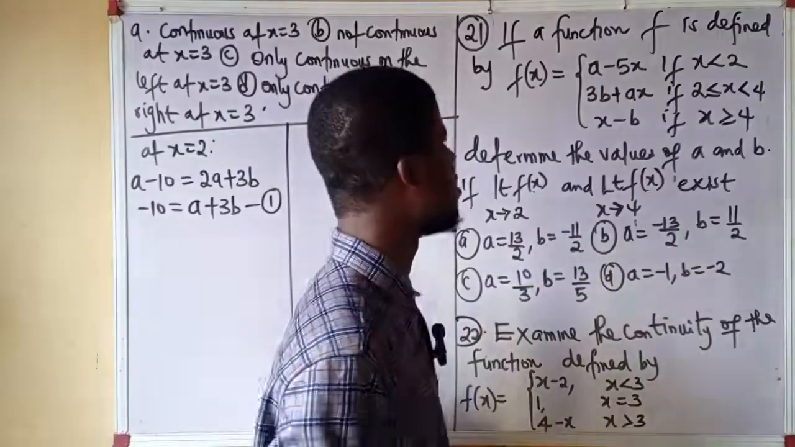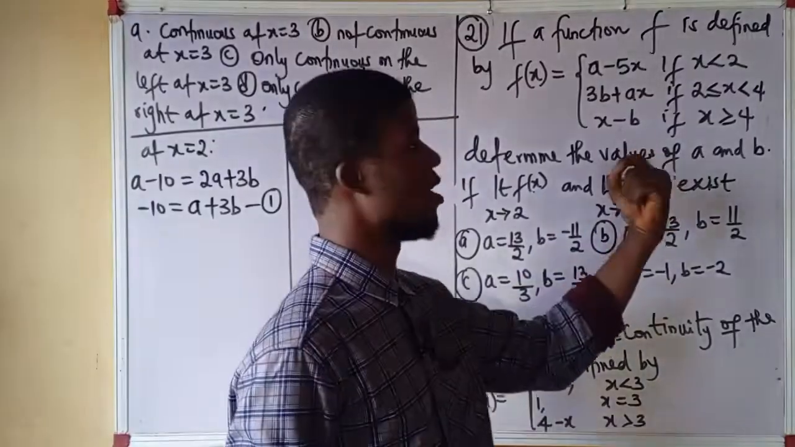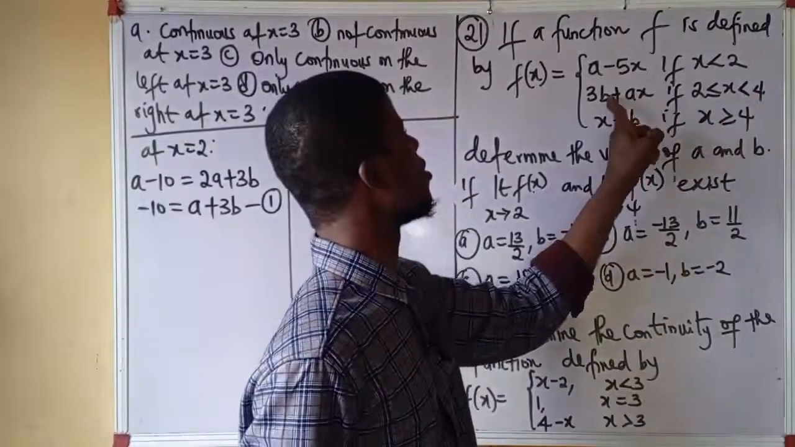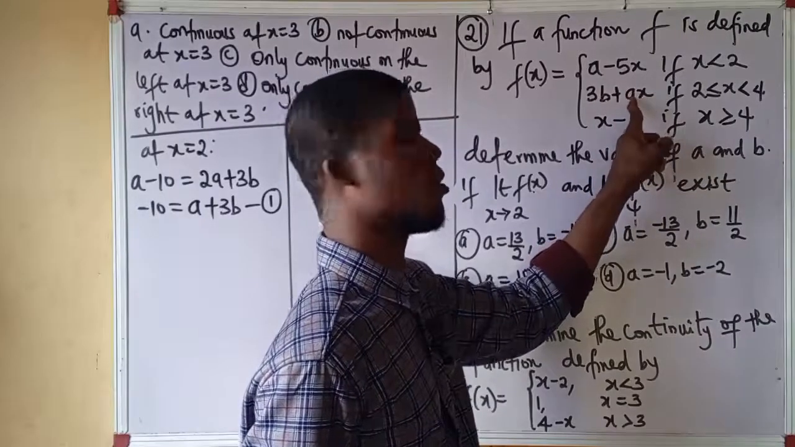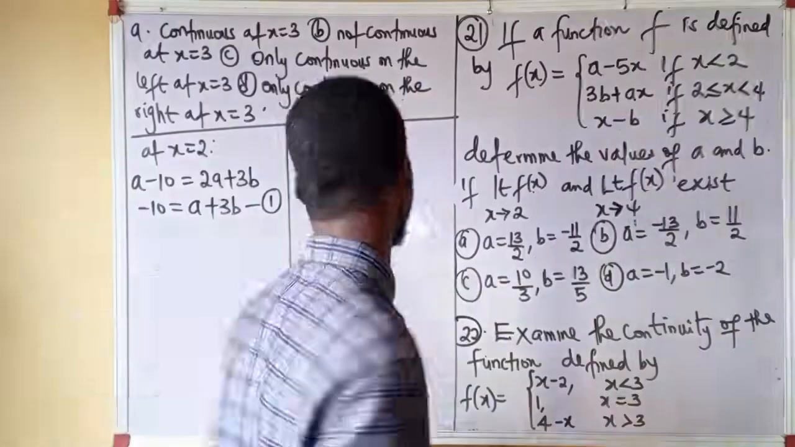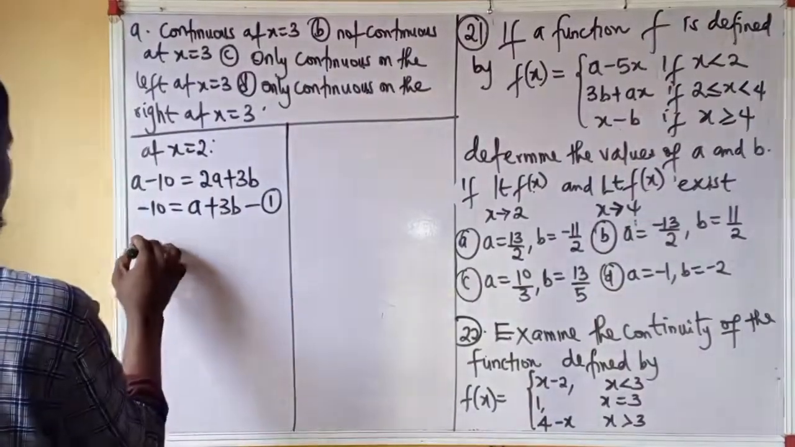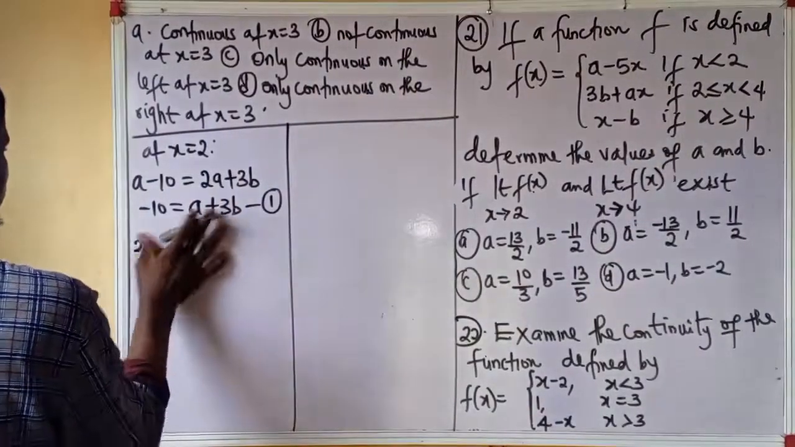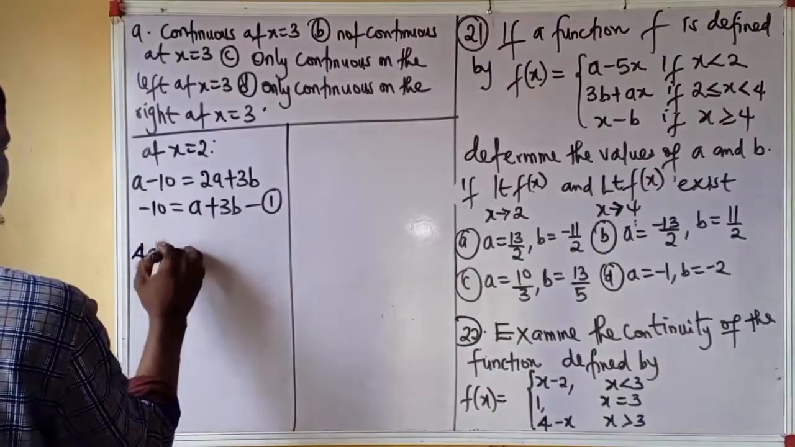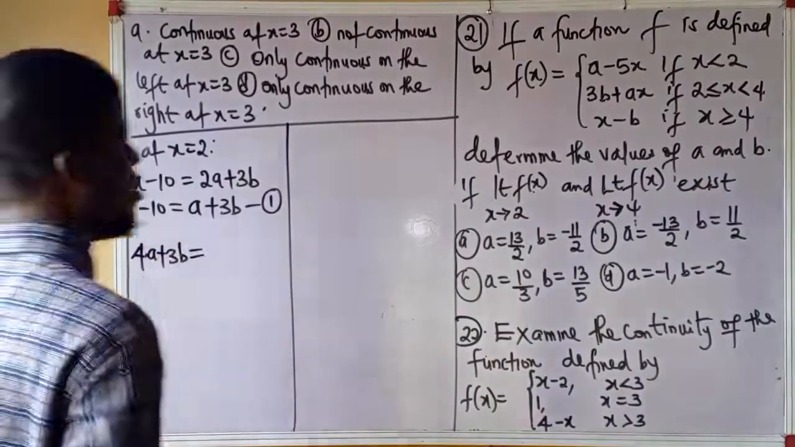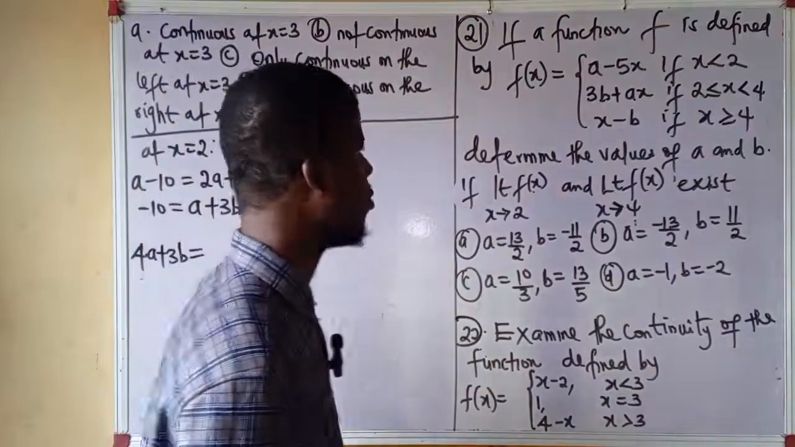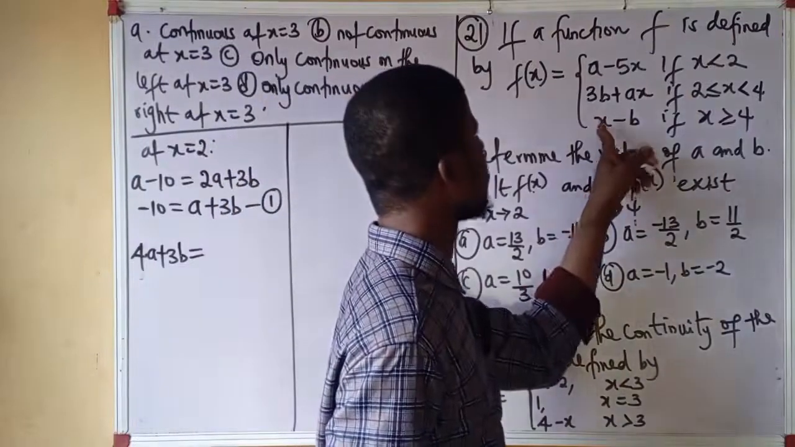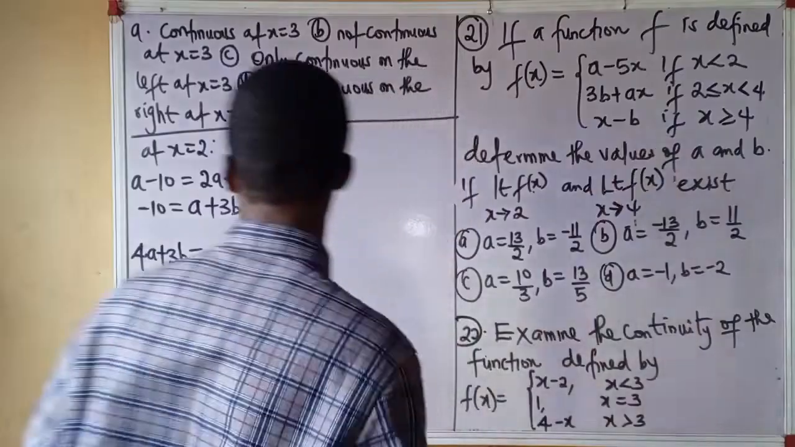What will be the left-hand limit now? When x is less than 4, I'll be using this. So I'll put 4 here. 3b plus 4a, or 4a plus 3b. Then, for the right-hand limit, where x is greater than 4, I'll write 4 here. 4 minus b.